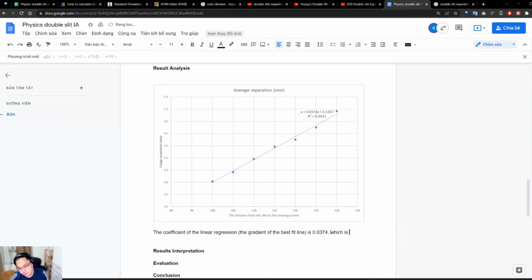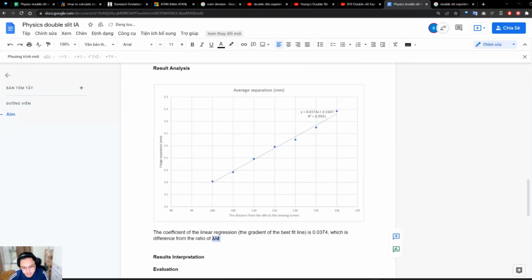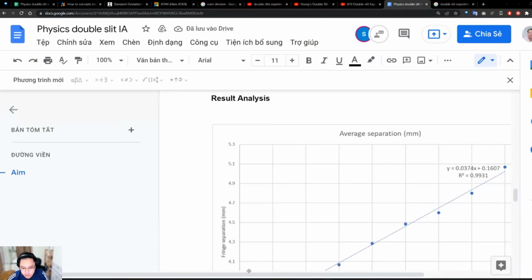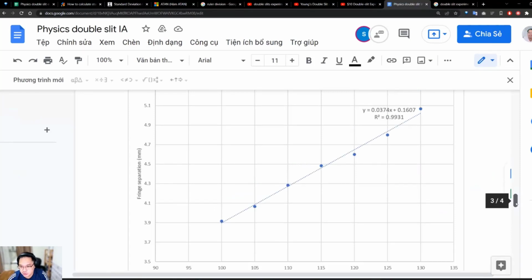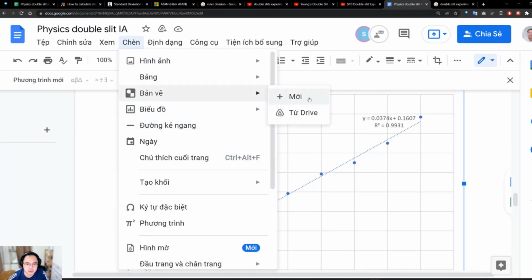which is different from the ratio of lambda over D equal 0.0034, and we also need to mention the uncertainty here, plus or minus something. The value of the gradient here, we can also find the absolute uncertainty by drawing two worst fit lines, okay, and find the gradient of those two worst fit lines. I will insert the worst fit line.